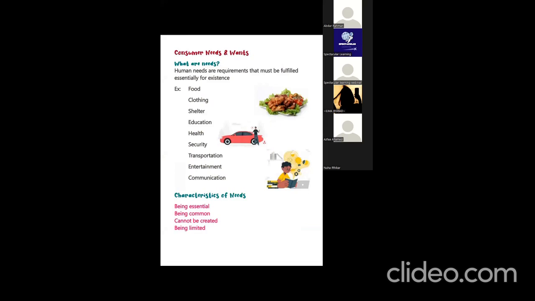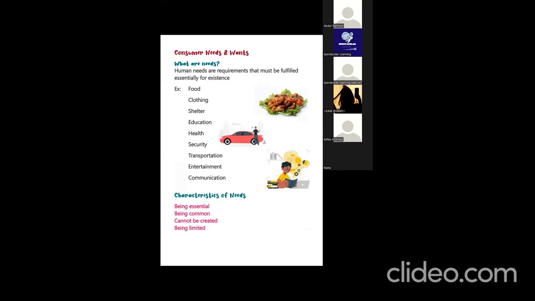So I'll be continuing to consumer needs and wants. So what are needs? We humans have some things that we have to fulfill to live. The human needs are the requirements that must be fulfilled essentially for existence. For example, food, clothing, shelter, education, health, security, transportation, entertainment, and communication. Basically, people cannot live without needs. Without food, people cannot live. They might die. So needs are the things that we must essentially fulfill for our existence.